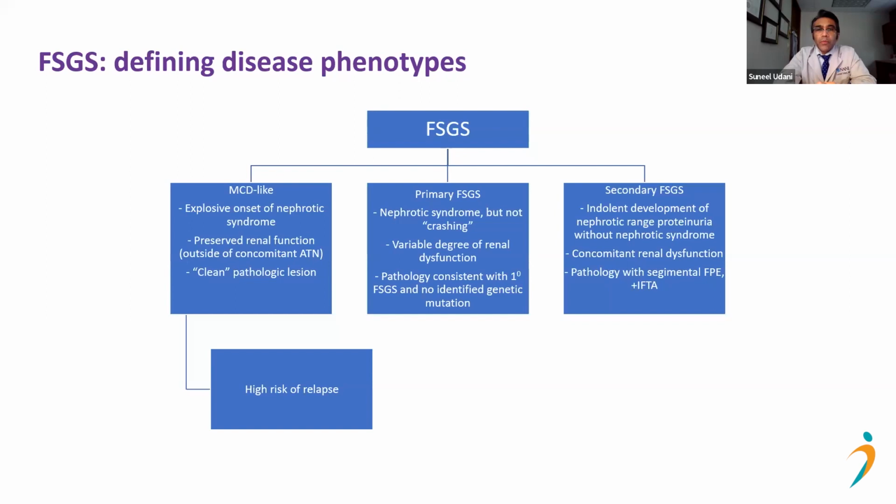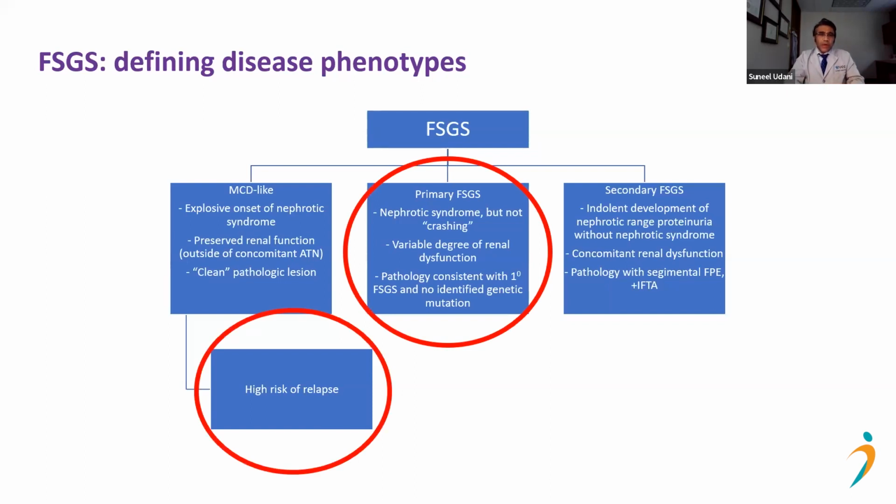In the middle, we have what we would refer to as primary FSGS. So you still get nephrotic syndrome, but they're not necessarily crashing. They're not this explosive onset of disease like the first category. And again, they may have variable degrees of renal dysfunction. Sometimes you may find a genetic mutation, oftentimes not, as we don't know all the genetic mutations that cause this. And then the third category is what we call secondary FSGS. So thinking that this is really due to some other process that's caused stress on the kidney as a whole, and the scar tissue has then developed, as opposed to a direct injury to that podocyte cell.